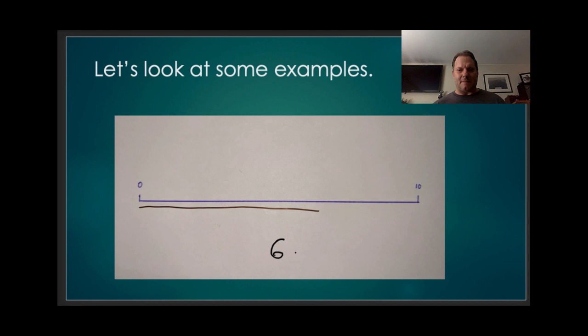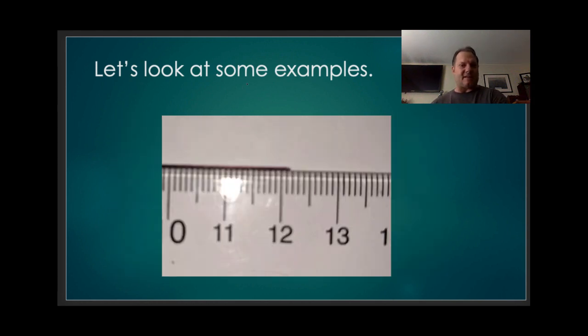6? I'll pretend that's meters. I don't know. I can't really tell anything beyond that. I can't say it's 6 point something because I'm not even sure about the 6. So there is an example: 6 meters. Let's take a look at another one.